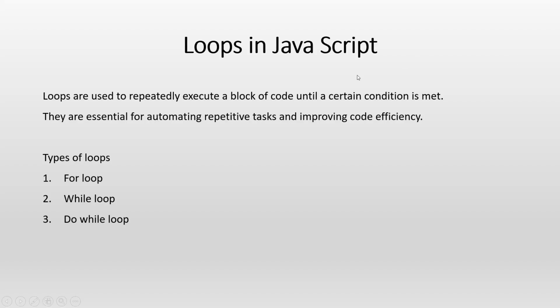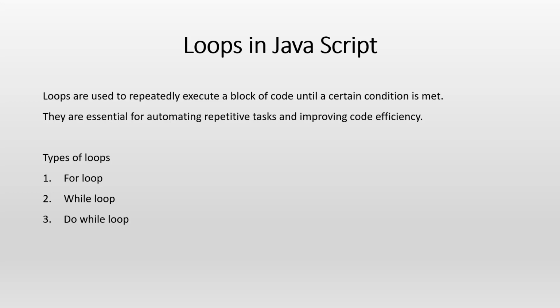So, till now, what we have done, we have learned about data types in JavaScript, variables in JavaScript. After that, we have learned about operators. After that, we have learned about these conditional statements. Now we are going to learn about these loops.